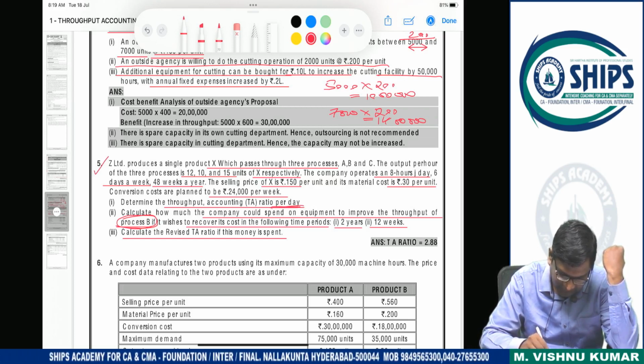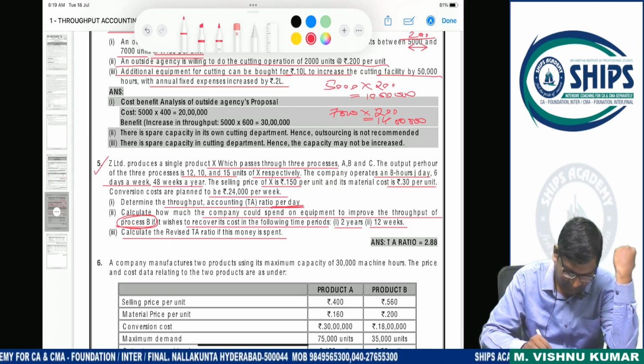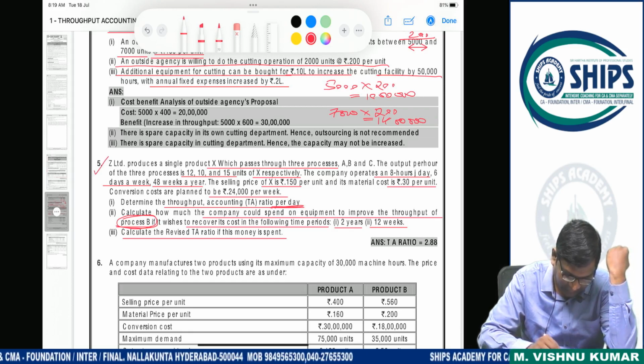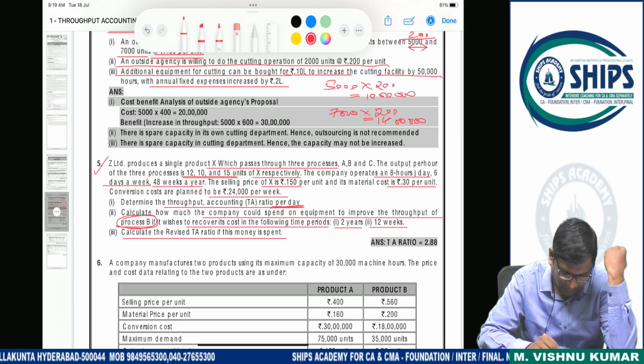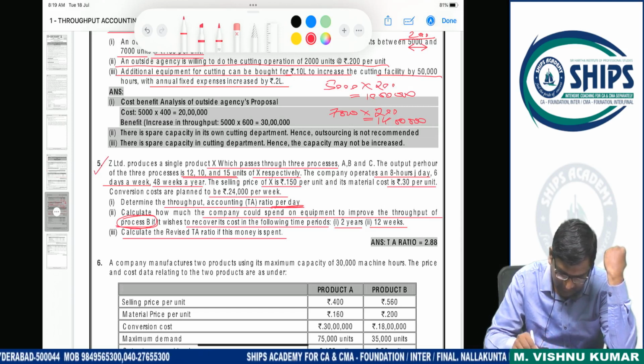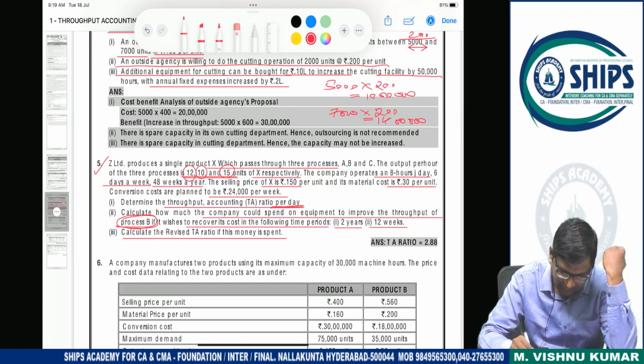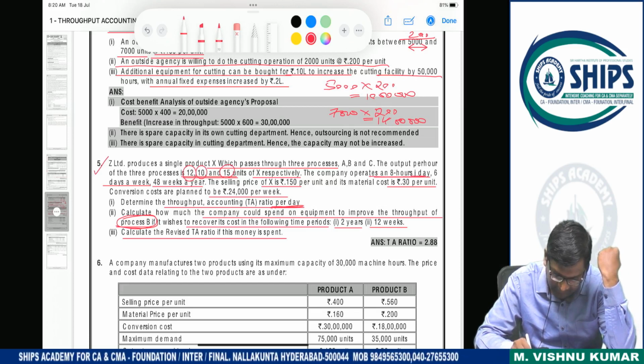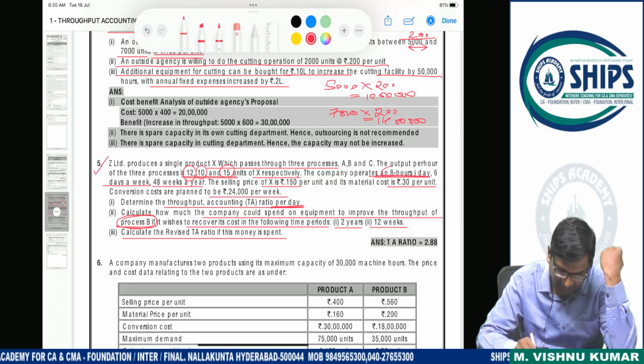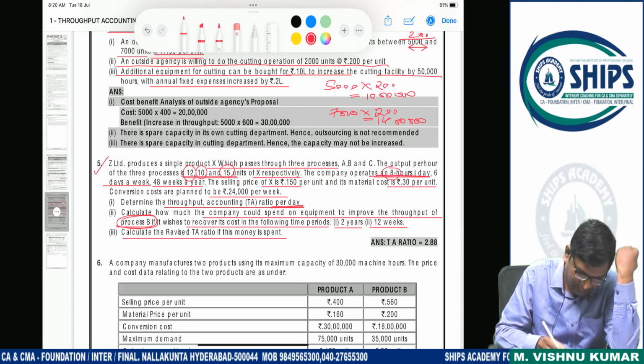Throughput accounting ratio per day. So in this, what is required? First we have to calculate output per day. Output per day: 12 units every hour, they are producing 10 units and 15 units. This is production per hour, which will be multiplied with the time they work daily. So daily they are working 8 hours.